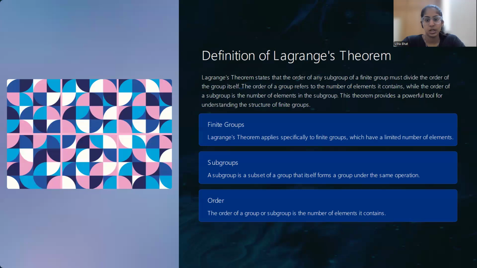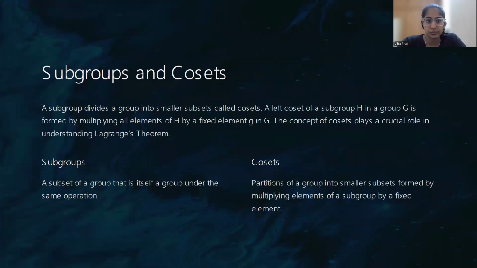What are finite groups? Lagrange's theorem applies specifically to finite groups, which have a limited number of elements. A subgroup is a subset of a group that itself forms a group under the same operation. Order: the order of the group or a subgroup is the number of elements it contains.